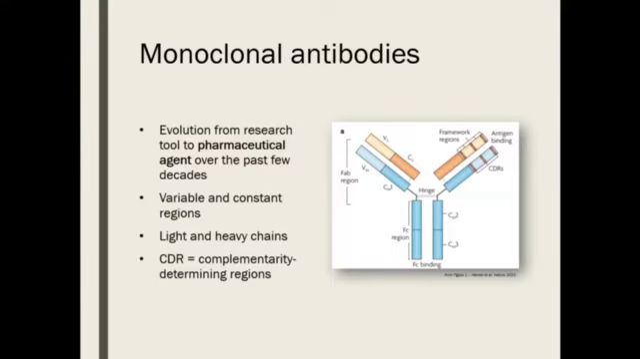First up, just an overview of monoclonal antibodies, which I think we're all probably pretty familiar with at this point. They evolved from a research tool to a pharmaceutical agent over the past few decades. They have variable and constant regions, light and heavy chains, and complementary determining regions, or CDRs. The general structure is here on the slide, and we'll talk about how they are augmented or adjusted to be useful in clinical practice.